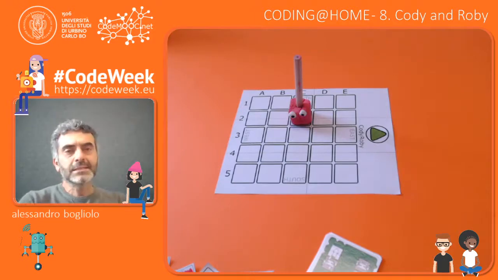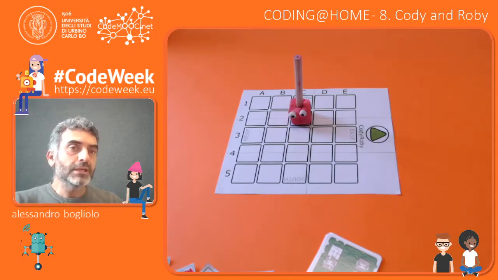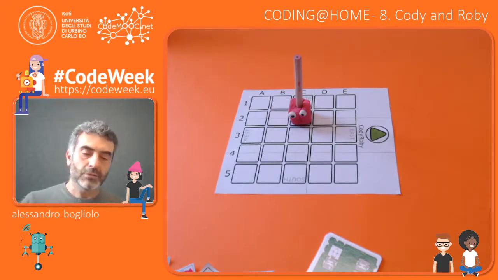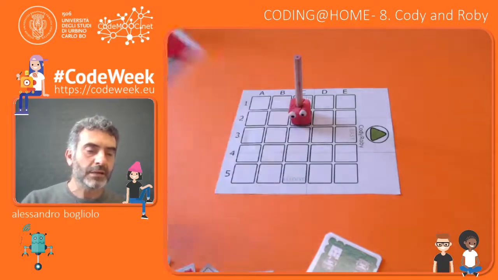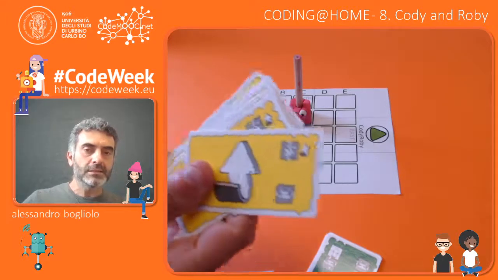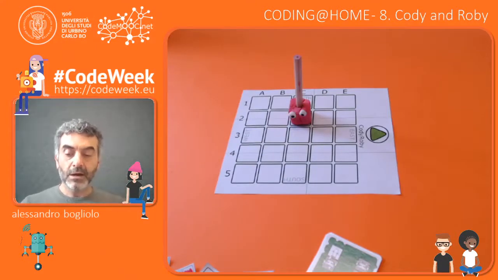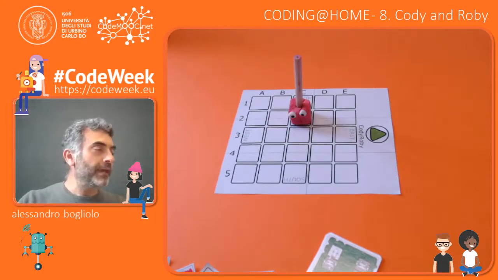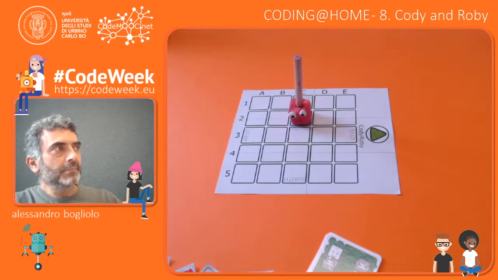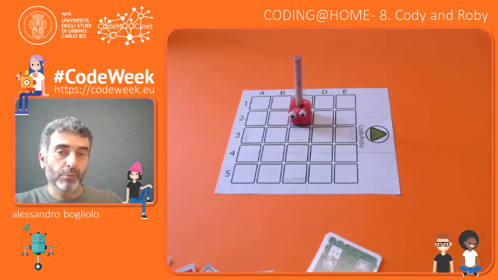Okay, now this is Roby, which is our robot. But who is Cody? Cody is the coder, so the one providing instructions. So since our instructions are the cards that I mentioned, the red ones, the yellow ones, and the green ones, I will have the cards in my hands and I will play the role of Cody, the coder, the programmer, while Anna will play the role of Roby just by moving the robot on the checkered board, okay?